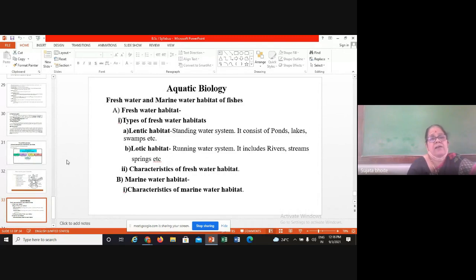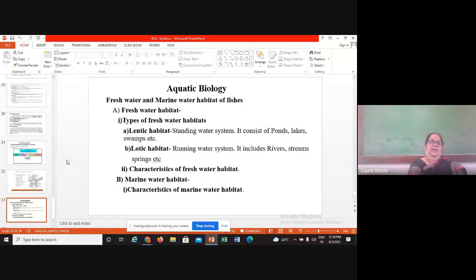Aquatic biology. In aquatic biology, the points are the freshwater and marine water habitat of fishes. In the freshwater habitat, the only point is the types of freshwater habitat. There are two types, lentic habitat and lotic habitat. Lentic habitat is commonly known as a standing water system. It consists of ponds, lakes, swamps, etc. And the lotic habitat is commonly known as the running water system. It includes rivers, streams, springs, etc.